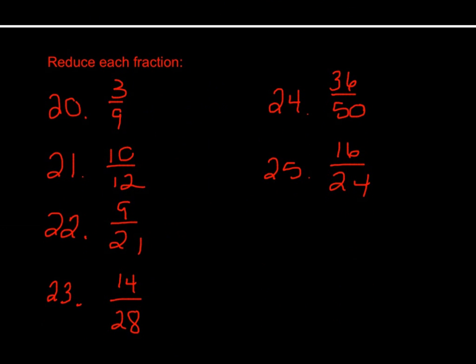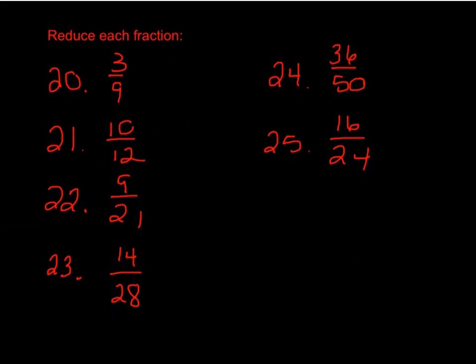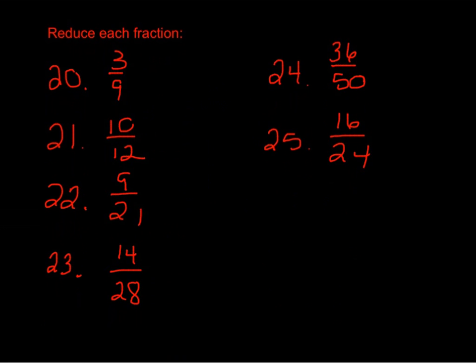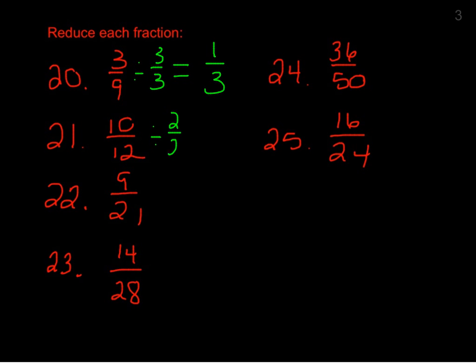Looking at this next section, reduce each fraction. Remember here you're dividing by the greatest common factor. So when we look at 3 over 9, the biggest thing that goes into both of those is a 3. So divide the top and the bottom by 3, and that gives us 1 over 3. On 21, the biggest thing that goes into 10 and 12 is 2. So we divide by 2 and get 5 over 6.